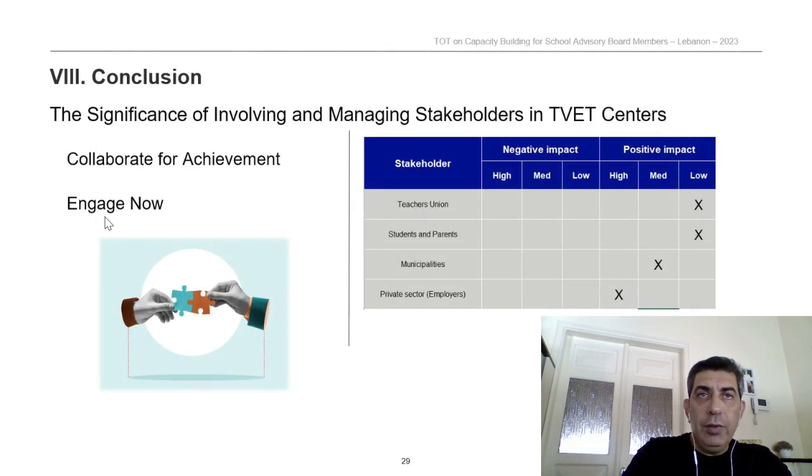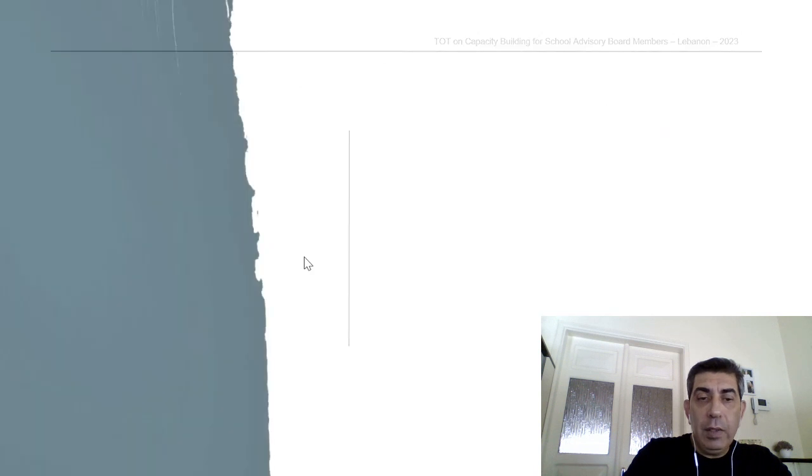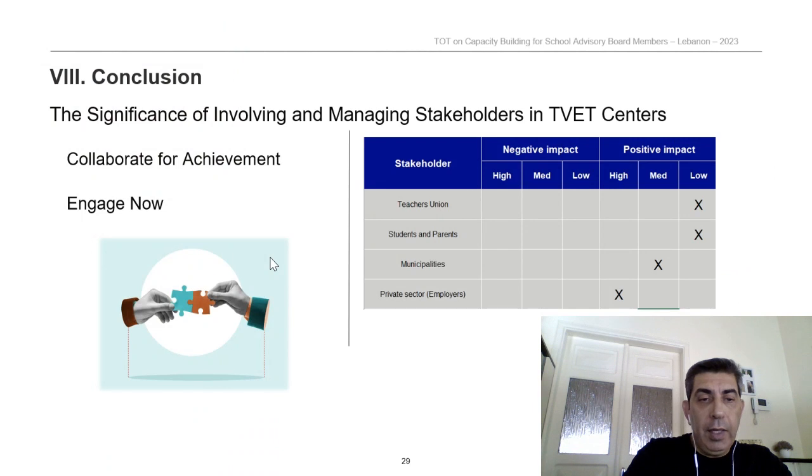In conclusion, the significance. To conclude, two steps remain: invitation to action for stakeholders in Lebanon, and manage your stakeholders. The best way to manage your stakeholders is by doing the following: make use of the ranking list of stakeholders that you produced, and indicate for each stakeholder if they have a negative or positive impact on your center and to which degree.